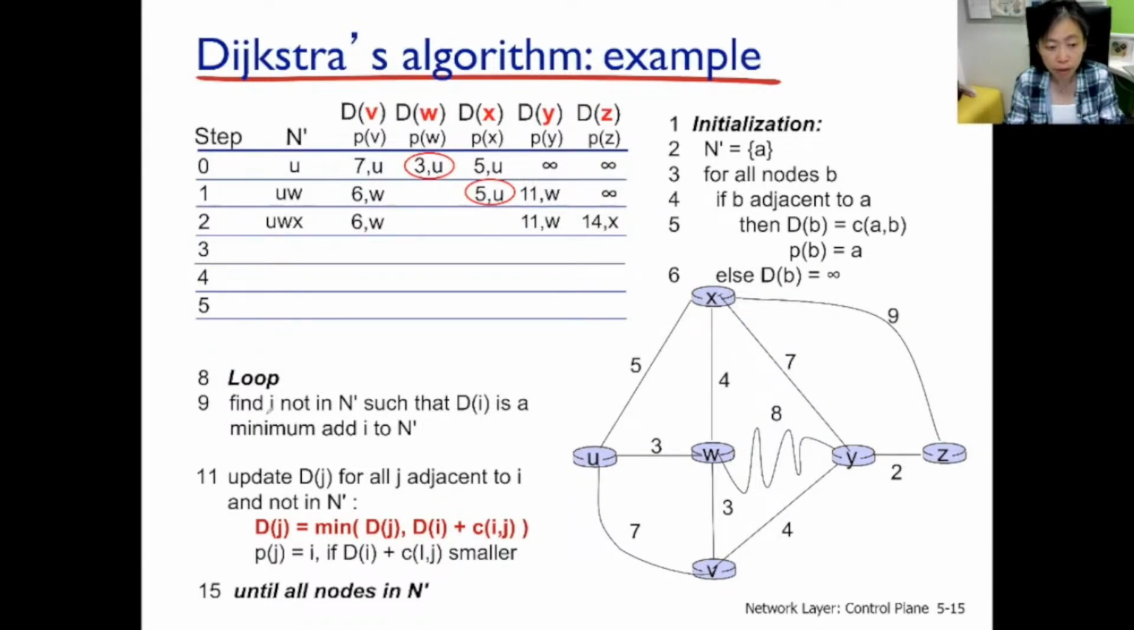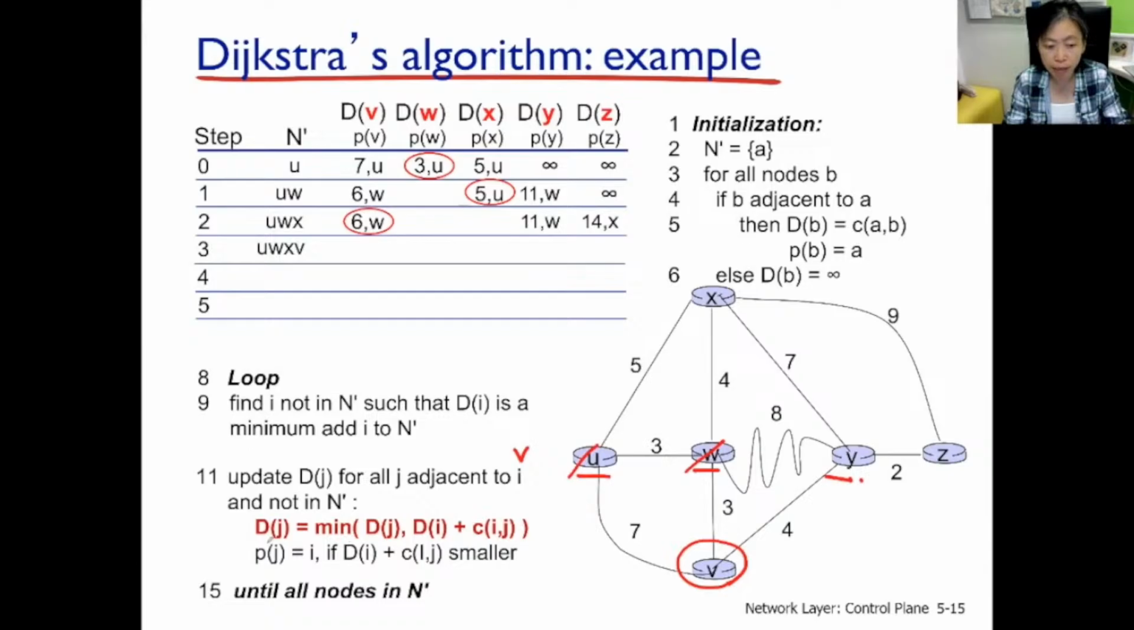And next, pick I again with the minimum DI. 6, 11, 14. Therefore, we include this time V into the M prime set. Right? So 6 here included, V included to the M prime set. And therefore, the I is V. So I here. We'll go over all the adjacent nodes of V, which includes U, W, and Y. And U and W are already in M prime. The only node that we need to actually update the D for is Y.